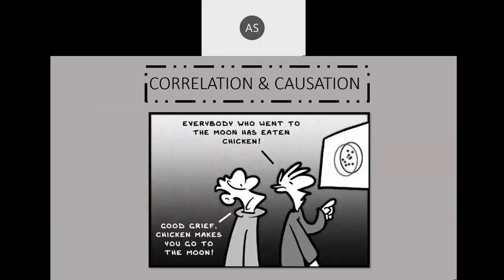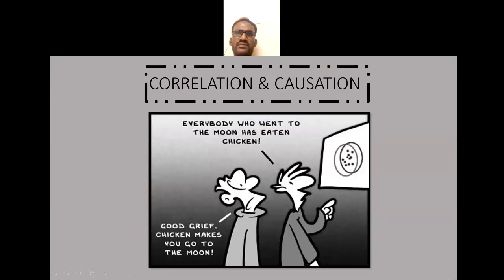When we are talking about correlation and causation, if we consider some funny study, like a study correlating those who went to the moon with their dietary habits, and if there is a positive correlation between whoever had eaten chicken and had gone to the moon, we could conclude that chicken makes you go to the moon, which is absurd, we all know. This is where the problem comes when we arrive at a cause-effect relationship between two variables from what is meant for correlation; then these absurd interpretations may come in.